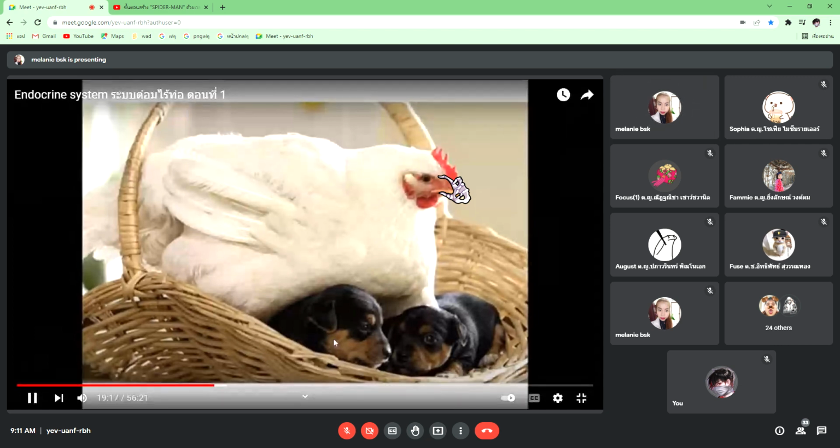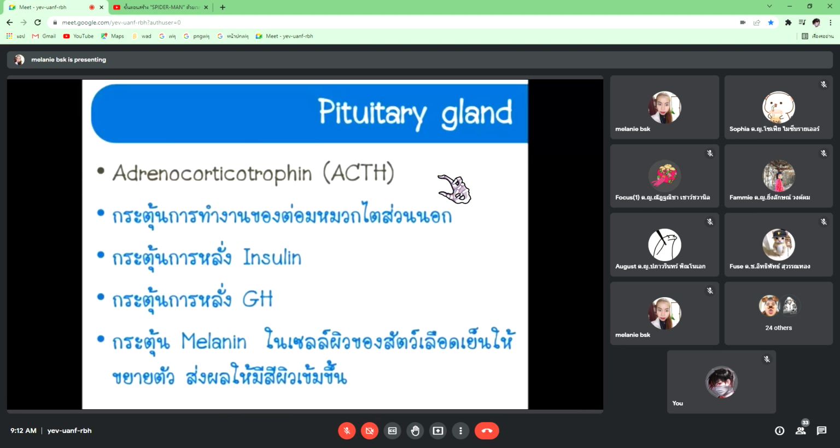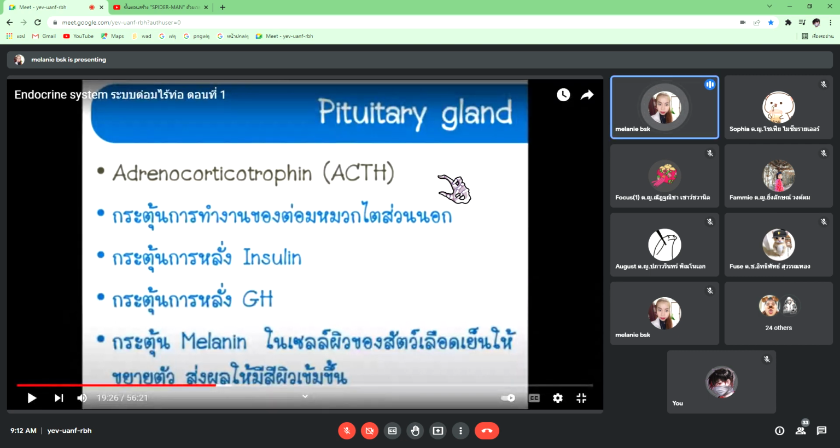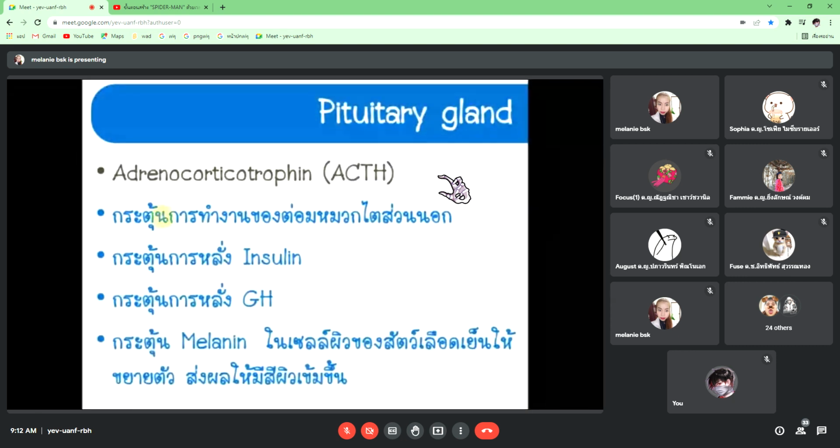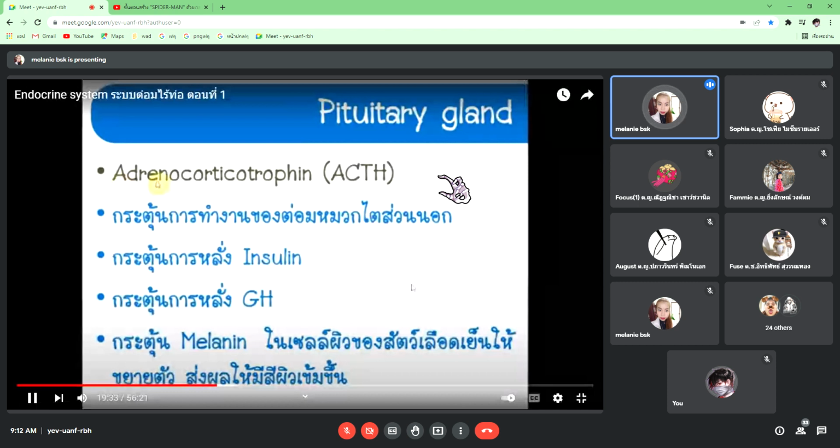Okay, in your adrenal gland, we have adrenocorticotrophin, or ACTH. It's a little bit hard to pronounce, so you have to pronounce it a little bit slower. Adrenocorticotrophin. Adrenal cortex, it is responsible for your insulin and then your melanin.